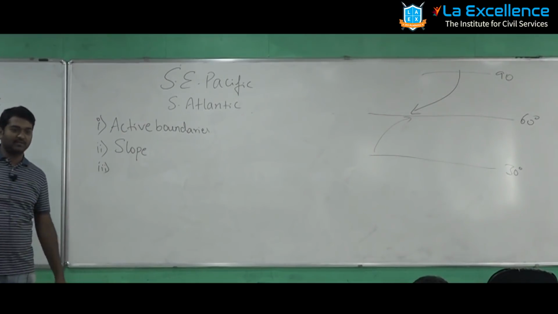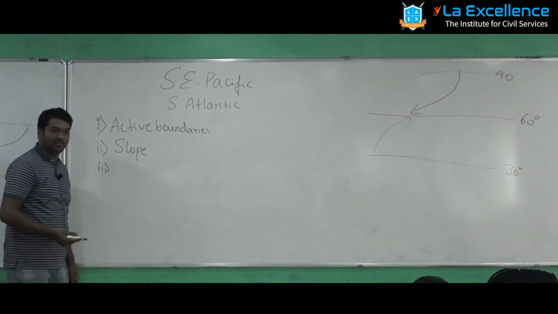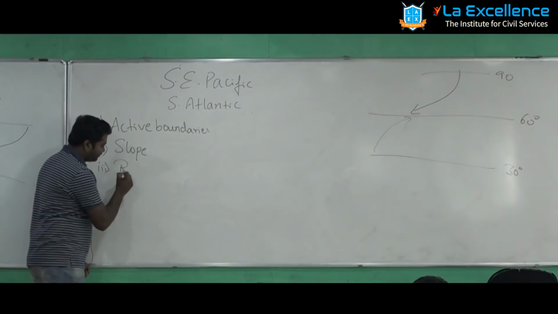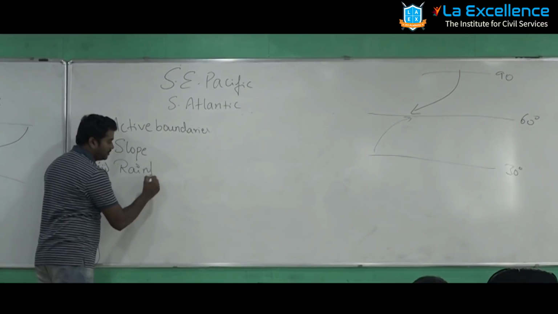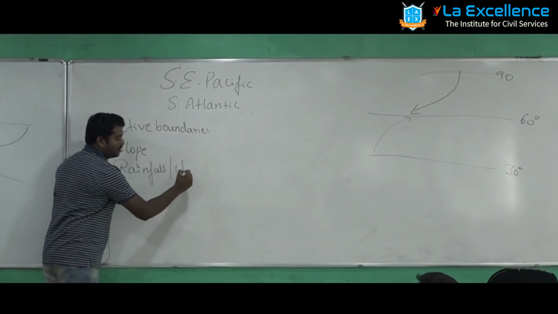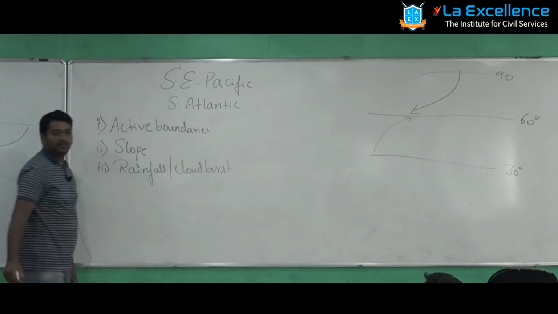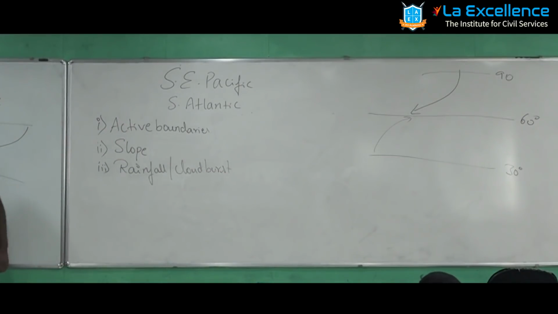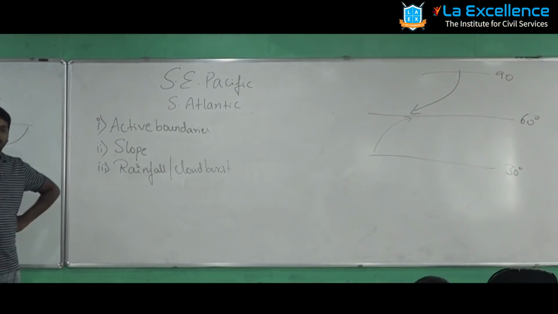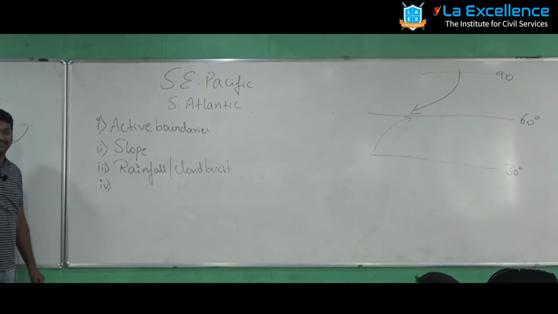Let's come to the climatology region. So what is another important thing? Or you can say cloudburst. Then geography is done. You have active boundaries, slope, rainfall.